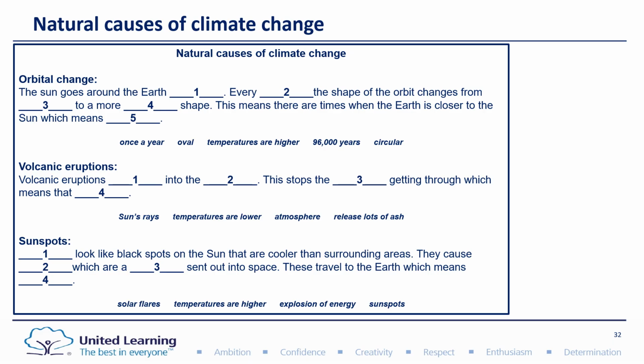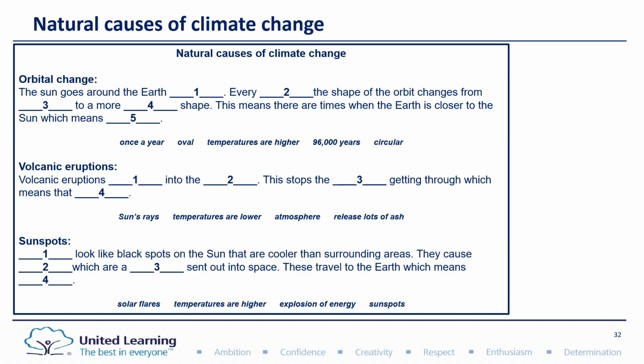Awesome, guys. So I'll go through the answers. Number 1 is once a year. Number 2 is 96,000 years. Earth's orbit changes from a circular to more oval shape. This means there are times when Earth is closer to the Sun, which means temperatures are higher.